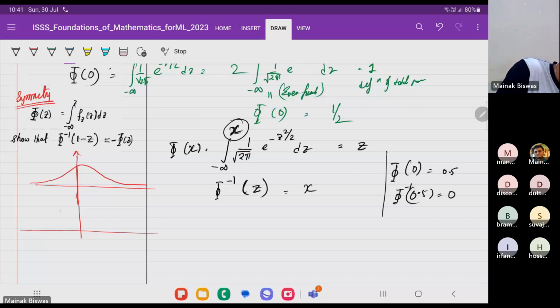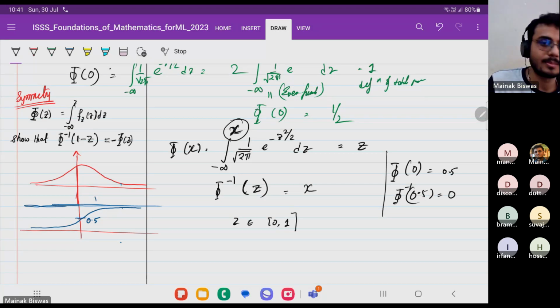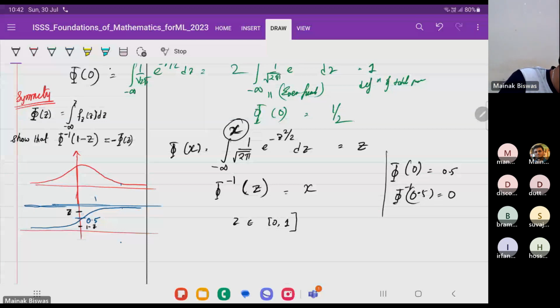Okay. Now tell me. This is one, and this is 0.5, right? Now I'm drawing this for a reason. Say your z value is between 0 and 1, right? Z is between 0 and 1. Agreed? And you want to do a phi inverse. So let's say z is somewhere here. So 1 minus z will definitely be somewhere here. Yes or no? At equal distance from 0.5 or not? See, z plus 1 minus z, divided by 2, will be equal to 0.5. Yes or no?